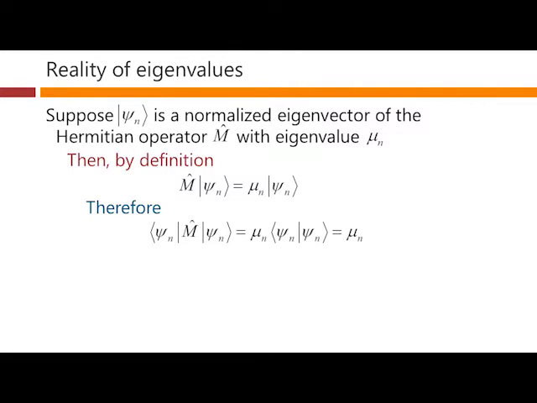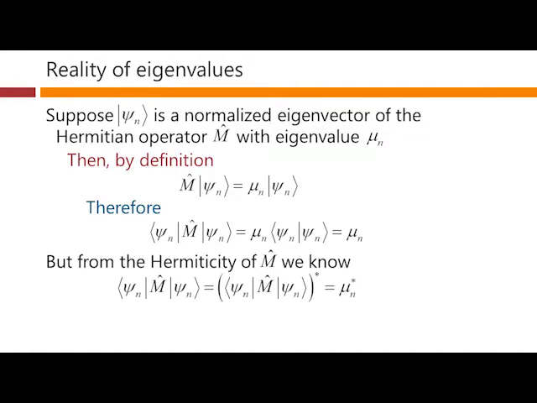Therefore, if we pre-multiply by psi n on both sides, then on the right-hand side we just end up with mu n times psi n psi n, which is just mu n. But from the hermiticity of M, we know that this must equal this complex conjugate here. This complex conjugate on its own, of course, is just mu n star. It's just the complex conjugate of this. So therefore, we've proved that mu n has to equal its own complex conjugate. So mu n must be real.